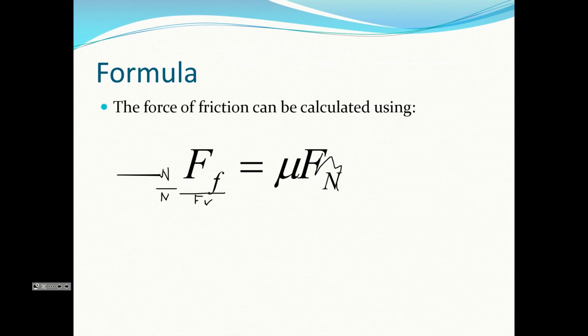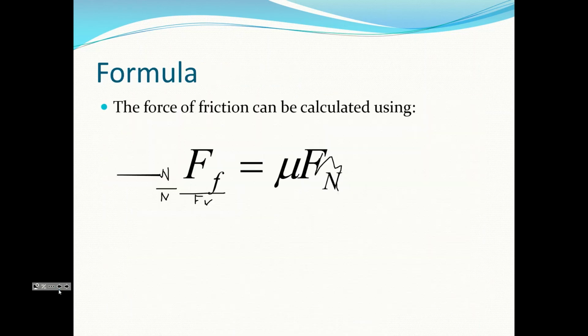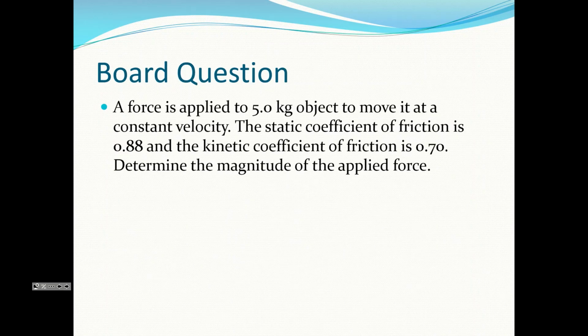And that's what we saw with this graph here. Static is the highest, that's the threshold of motion, and then it goes down for kinetic. And that's what we saw in the little demo I showed you as well. Okay, so to finish it off, we have a board question here. Pause the video, see if you can do it, and I will do it right now.